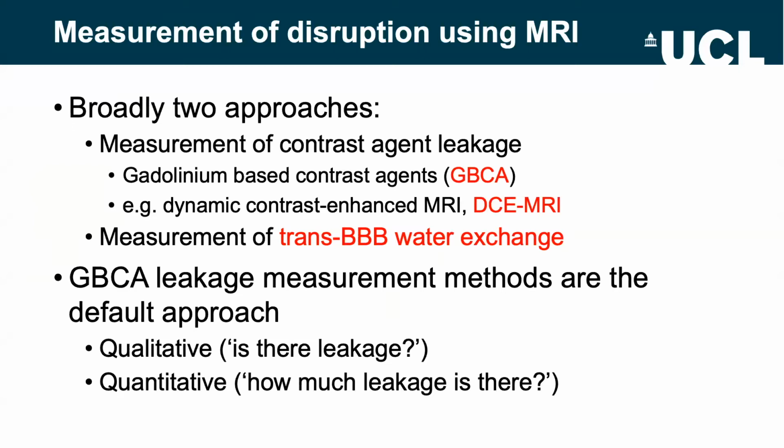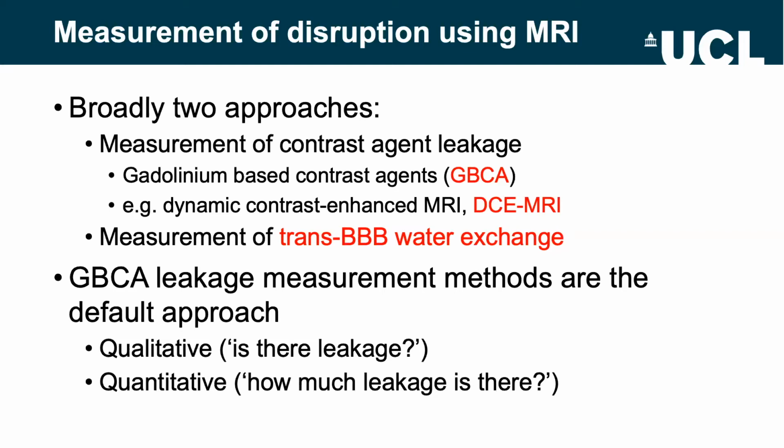And there are broadly two approaches for assessing blood-brain barrier function. The classic method is using contrast agents, so gadolinium-based contrast agents, and the quantitative method for evaluating the rate of transfer of contrast agents across a damaged blood-brain barrier is dynamic contrast enhanced MRI, or DCMRI. And the second established approach, anyway, is to measure the passage of water across the blood-brain barrier. So in other words, water exchange across the blood-brain barrier.